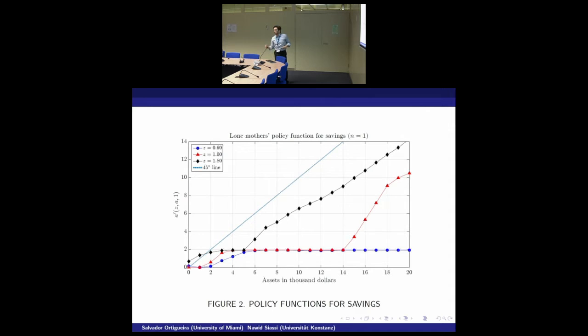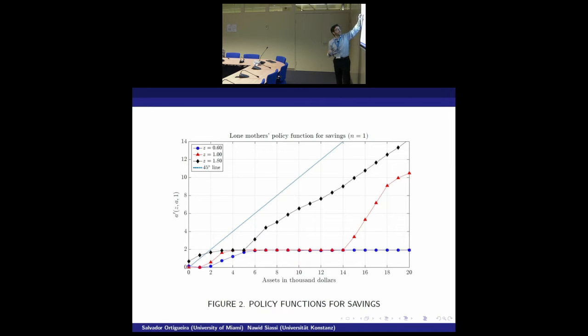Now, let's go to the distortions in savings. The distortions in savings, this is also for single mothers. What we are plotting here are the policy functions for savings. Remember that we had A denoting savings, so this is the level of assets they have today. This is the level of assets they choose for next year.